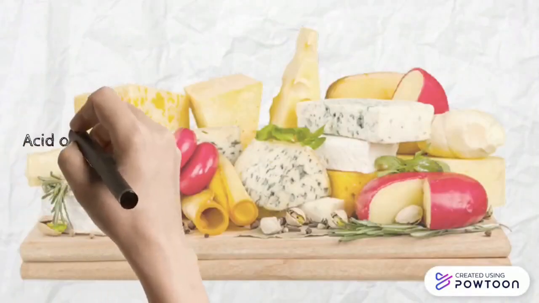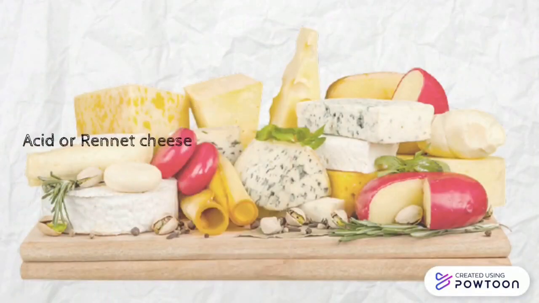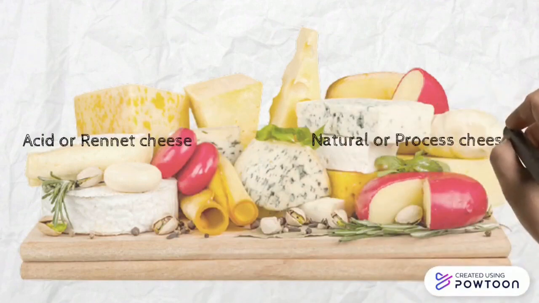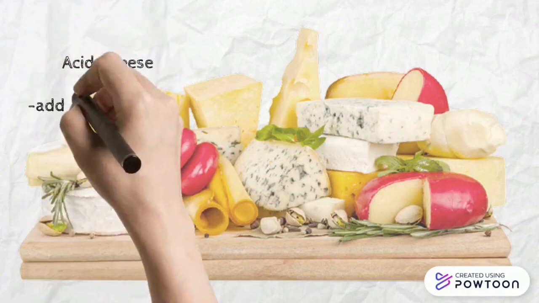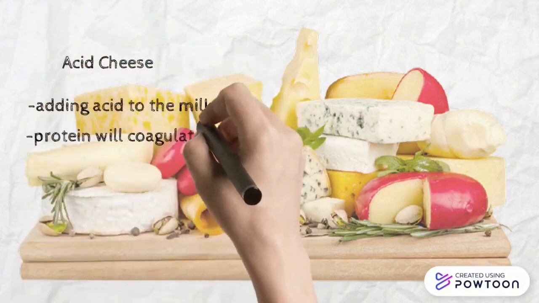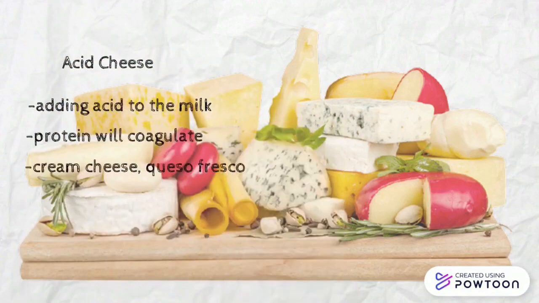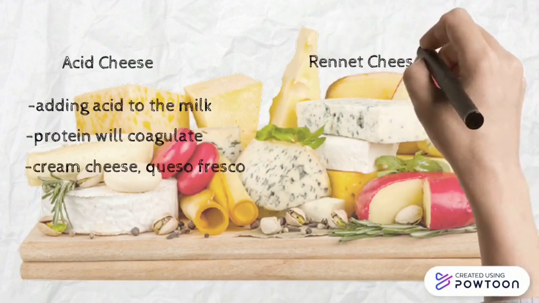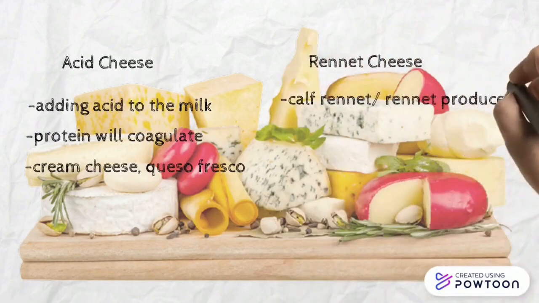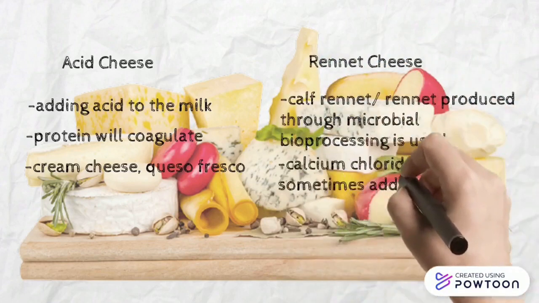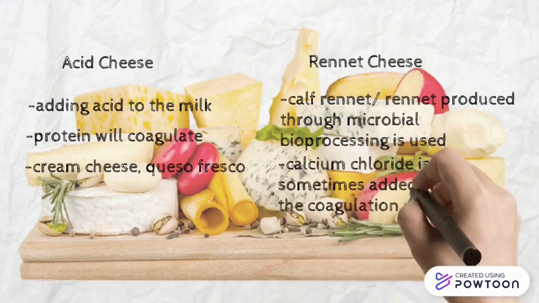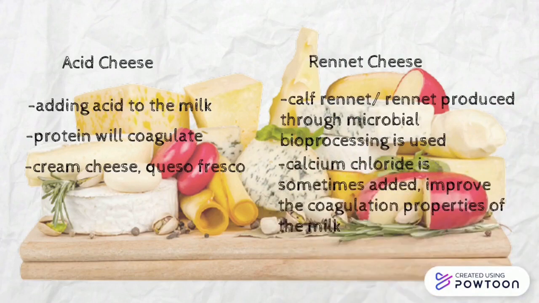Cheese can be broadly categorized as acid or rennet cheese and natural or processed cheese. Acid cheeses are made by adding acid to the milk to cause proteins to coagulate. Examples are cream cheeses or queso fresco. As for rennet cheese, calf rennet or more commonly a rennet produced through microbial bioprocessing is used. Calcium chloride is sometimes added to the cheese to improve the coagulation properties of the milk.